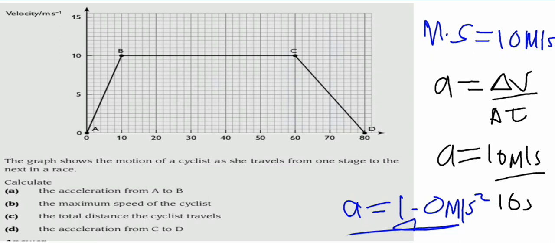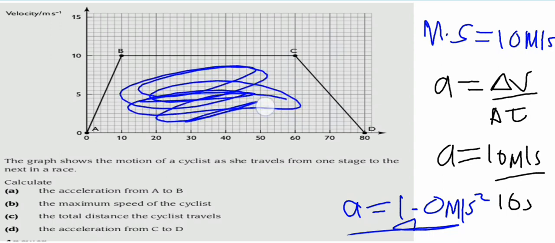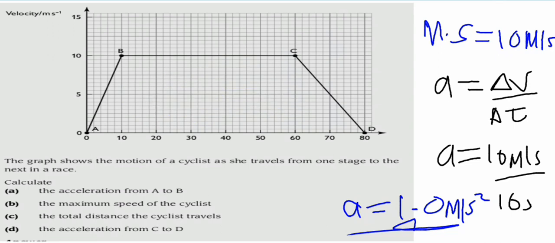Then for question C, the total distance the cyclist travels. What you need to know here is that the area under the graph is equal to the distance traveled by an object. So we need to identify the shapes on this graph. The first shape, from A up to B, is a triangle. The next one, from B up to C, is a rectangle. Then from C up to D is also a triangle. But from A up to C, this can be classified as a trapezium.